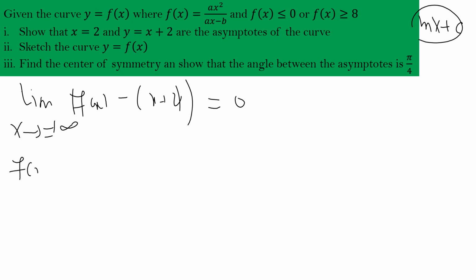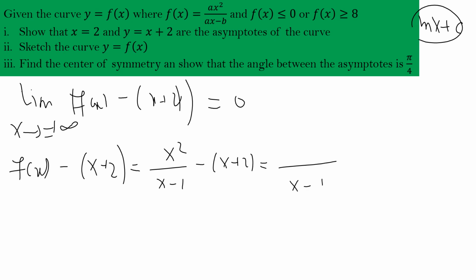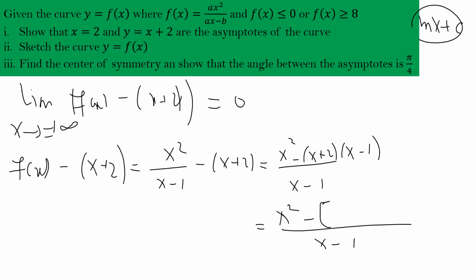f of x minus (x plus 2) is equal to, our f of x was x squared over x minus 1, then we subtract x plus 2. So if we simplify, the LCM is x minus 1. Here we have x squared minus (x plus 2) times (x minus 1), which will give us x squared minus x squared plus x... The x squared will cancel.